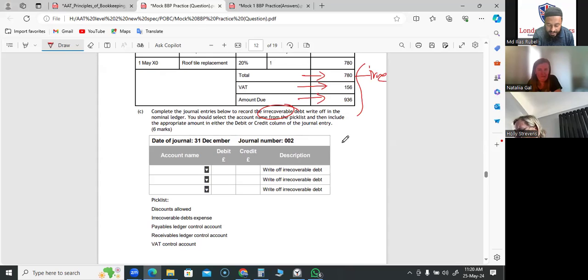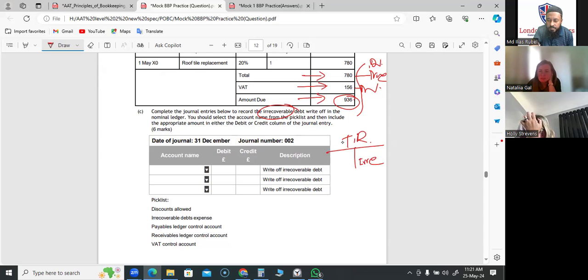780 is irrecoverable. And 156 is VAT reversed from HMRC. I repeat, VAT is going to be reversed, so it's a debit. We're going to get it back. So irrecoverable is an expense, that is a debit anyway. VAT we're going to get back, that is a debit. And the whole amount, your receivables will be wiped out. If you did a trade receivables account, which side would you write the irrecoverable? On the credit, don't you? Yeah, on the credit. And that's what we're going to do.